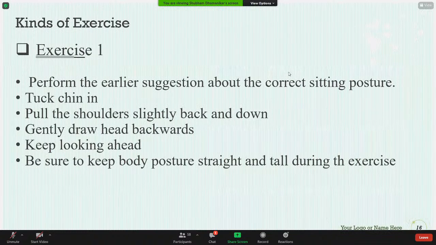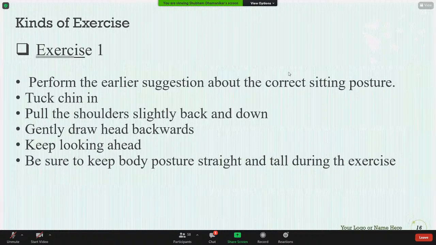There are certain kinds of exercise. First exercise: perform the earlier suggestion about the correct sitting position. Like we have seen in the previous slide about the suggestions we have to follow while sitting, standing, and lying. So we have to follow those things.